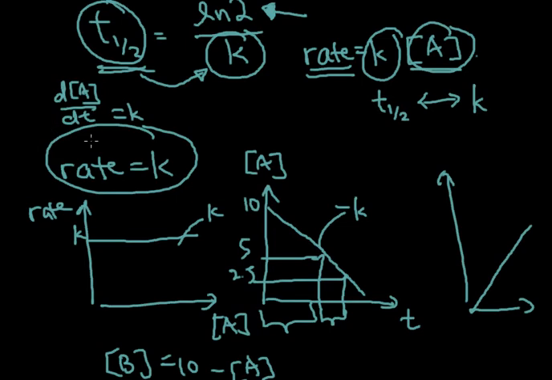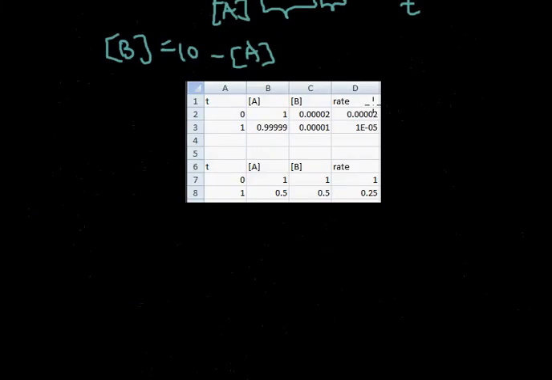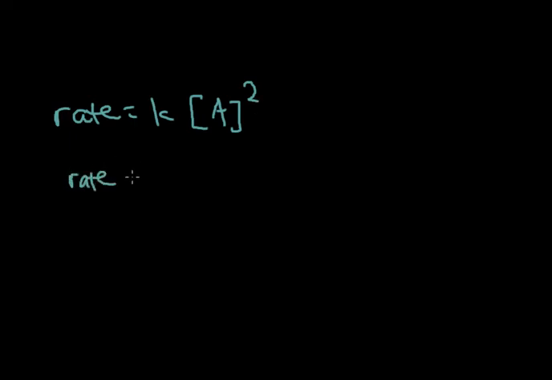How about for second order? Second order, okay, sorry, let me go down. It's given by rate equals k A squared. Correct? So if I draw rate against A, what will I get?